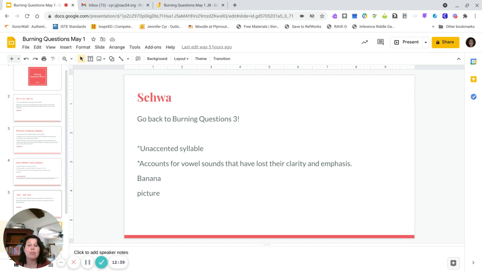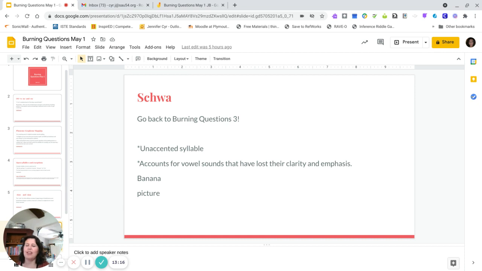So if you think about banana, right? The first syllable, BA, is a schwa, the nan is regularly pronounced, and the na is another schwa. If you think about the word picture, here we have a U-R-E that should produce a more emphasized sound, but because pick is the accented syllable, the ture just becomes more de-emphasized and can be considered a schwa.